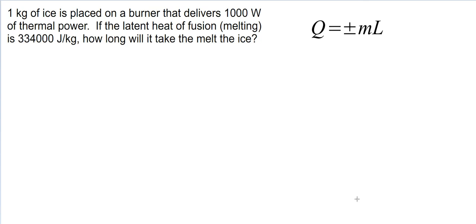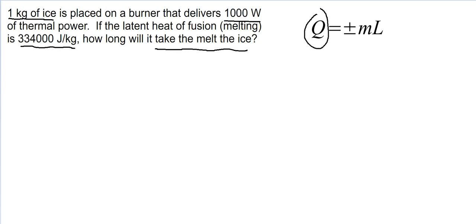All right, the second example we're going to look at is one in which we're dealing with a first order phase transition. In other words, given that we have 1 kilogram of ice, 1,000 watts of power delivered to it, and the latent heat of fusion, in other words, how much thermal energy Q is going to be required to melt it, what we could figure out is how long it will take this burner to melt our ice.